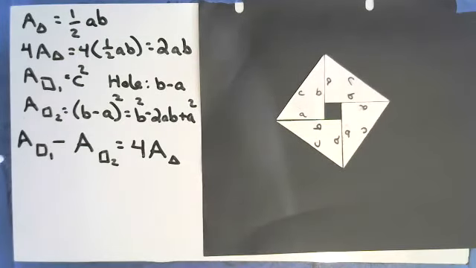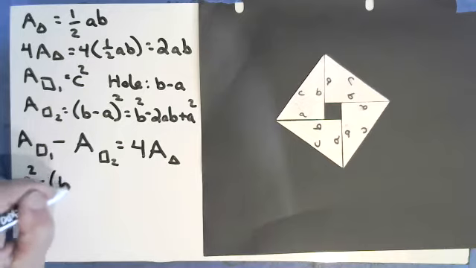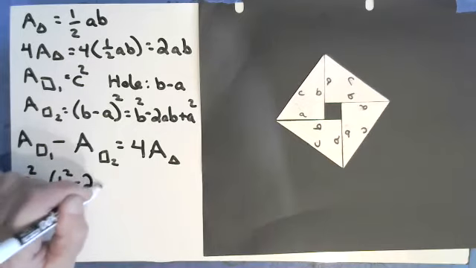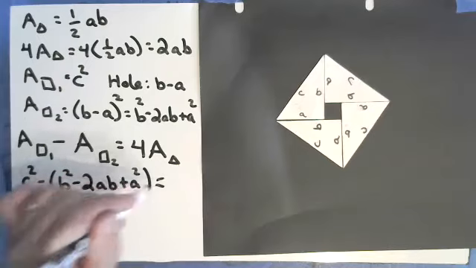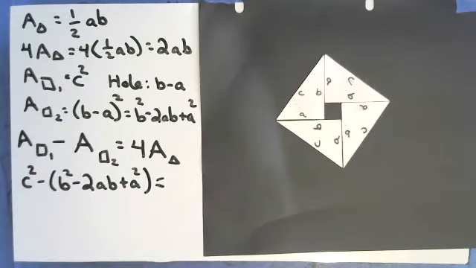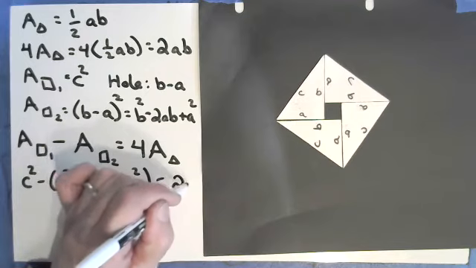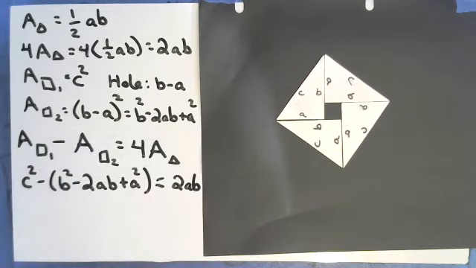Let's fill in the numbers. Area of square 1 is C squared. The area of the hole is B squared minus 2AB plus A squared, and that's equal to 4 times the area of the triangle, which is 2AB.